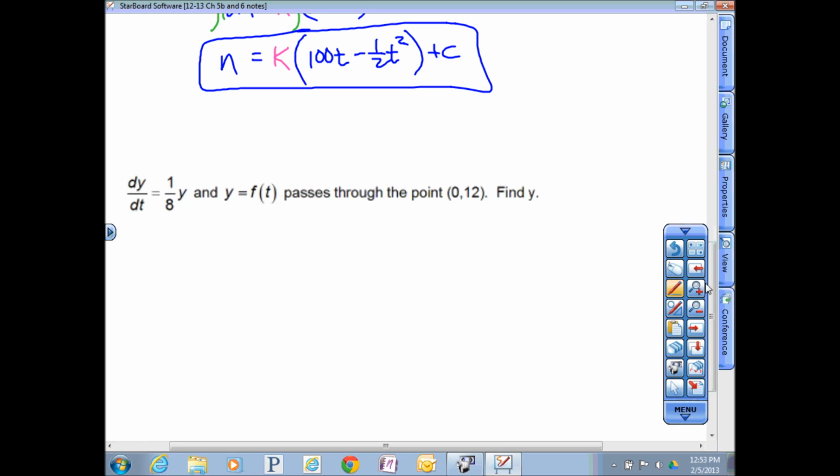Number 3, dy/dt equals 1/8 y, and y equals f of t passes through the point (0, 12). All right, so let's separate our variables. So I'm going to divide by y, multiply by dt. I'm going to leave the 1/8 alone because that is really just a constant. I'm ready to integrate now. And I'm going to leave the 1/8 outside because it's a constant. So the left side becomes natural log absolute value of y. Right side, 1/8 times the antiderivative of 1 with respect to t, which would be t, plus my c.